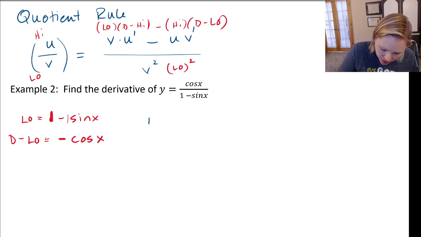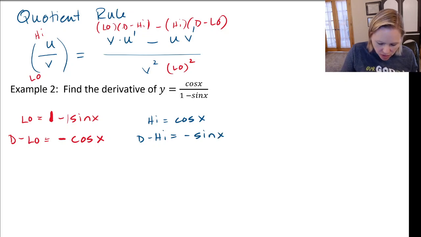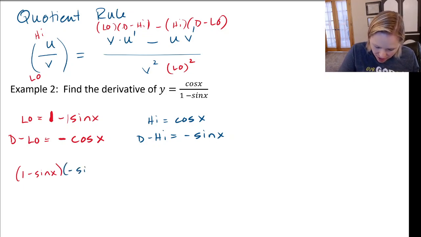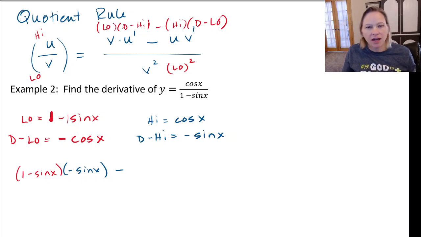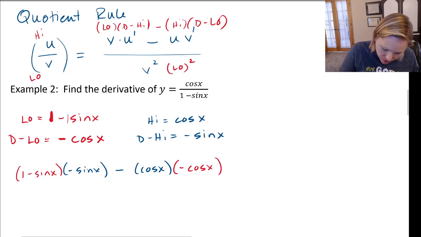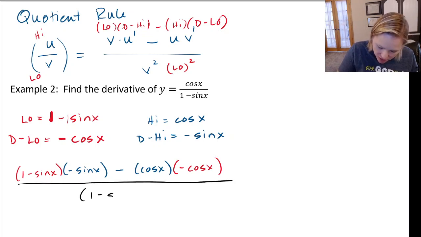Okay, and then my high is cosine. The derivative of the high is negative sine. So let's plug things into our quotient rule and see what it looks like. So here we go. We're going to go low d high, so we're going to have 1 minus sine x times the derivative of the high, which is negative sine x, minus high d low, cosine of x, times negative cosine of x. And it's all over low squared, 1 minus sine of x squared.